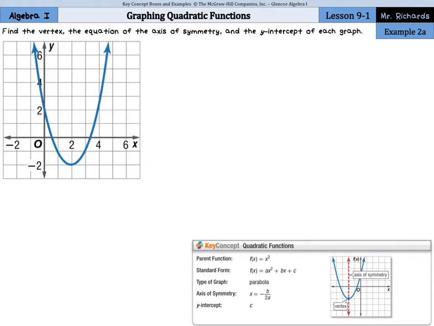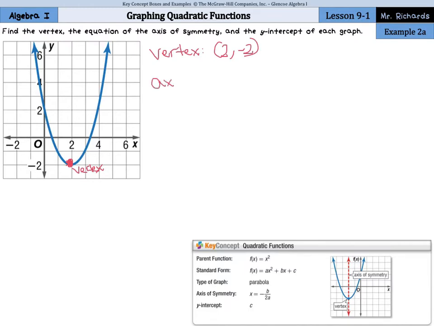In our second example, we need to find the vertex, the equation of the axis of symmetry, and the y-intercept for each graph. Well, our vertex is going to be down here, and so our vertex is indeed right there. And so we can say that our vertex is at 2, -2.